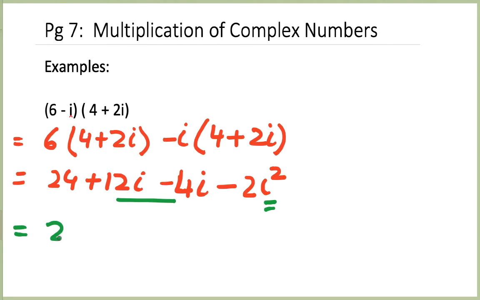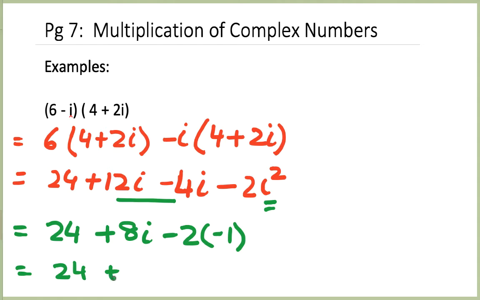So what do we see? We have 24 plus 12i minus 4i is 8i minus 2 i squared. Now remember, i squared is going to be replaced by minus 1. We get 24 plus 8i plus 2. We're almost there, guys. So 24 plus 2 is 26 plus 8i. So we're writing this multiplication of two complex numbers as one complex number, 26 plus 8i.